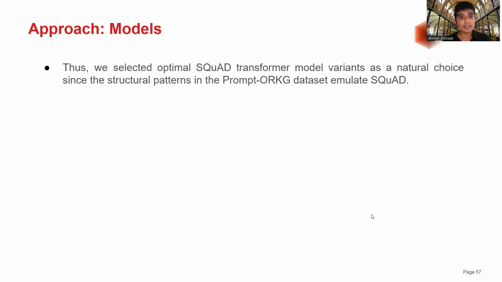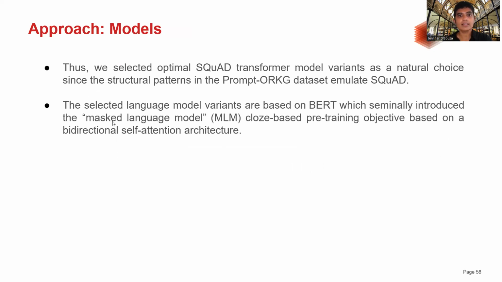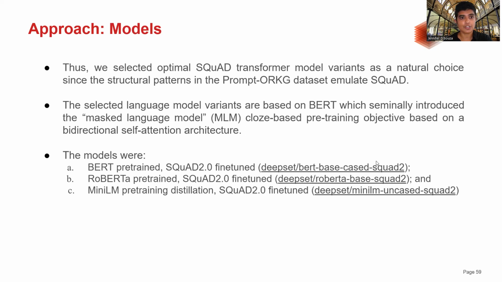Thus, we then, as a natural choice, selected optimal SQUAD-based transformer model variants, since the SQUAD dataset is more structurally similar to ours. The selected language model variants are based on BERT, which similarly introduced the masked language model, cloze-based pre-training objective based on bidirectional self-attention architecture.